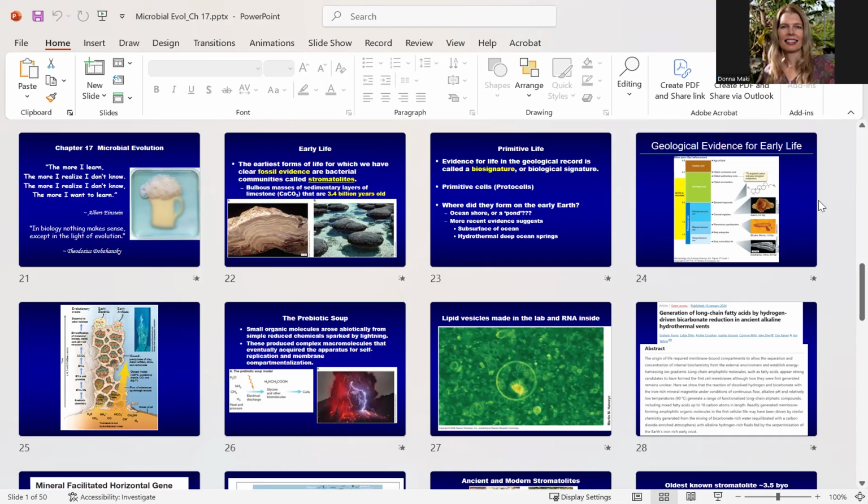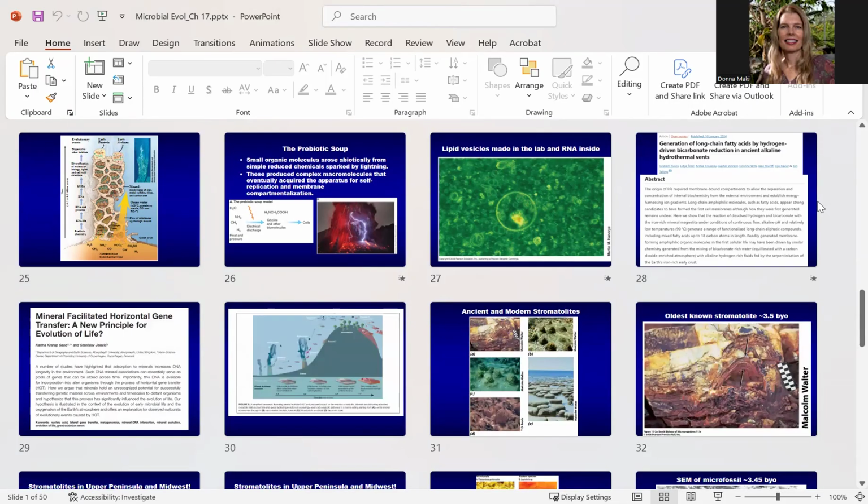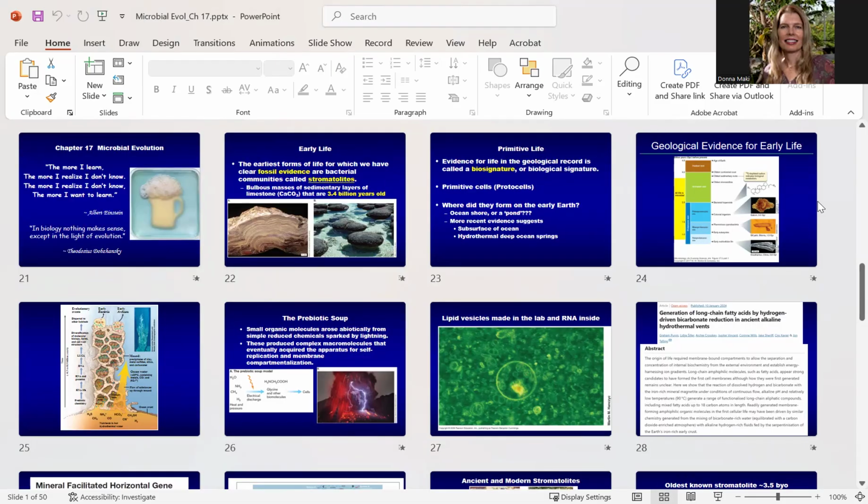Okay. Questions on slide set 1 on microbial evolution? Got into a few terms like stromatolites and what those are. And then we started talking about just kind of the general idea of the formation of cellular life, protocells.